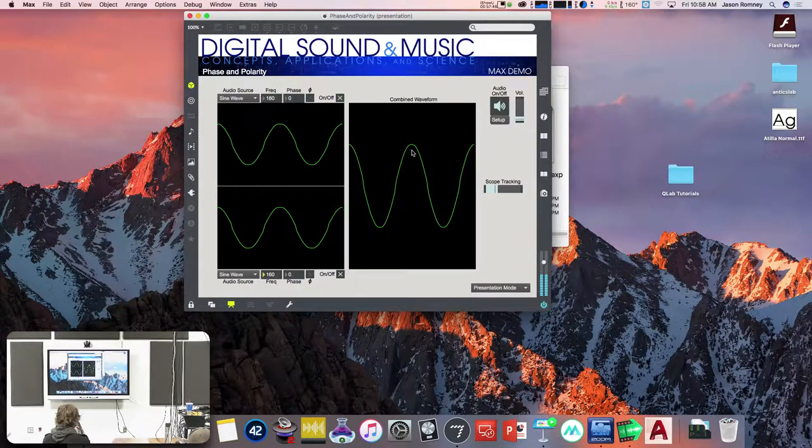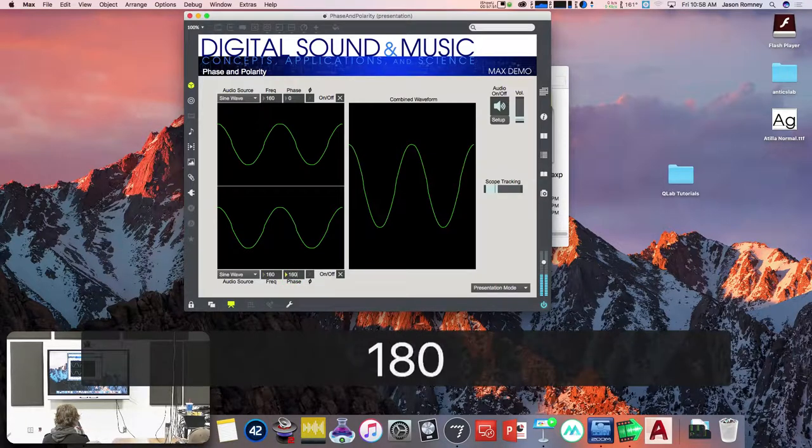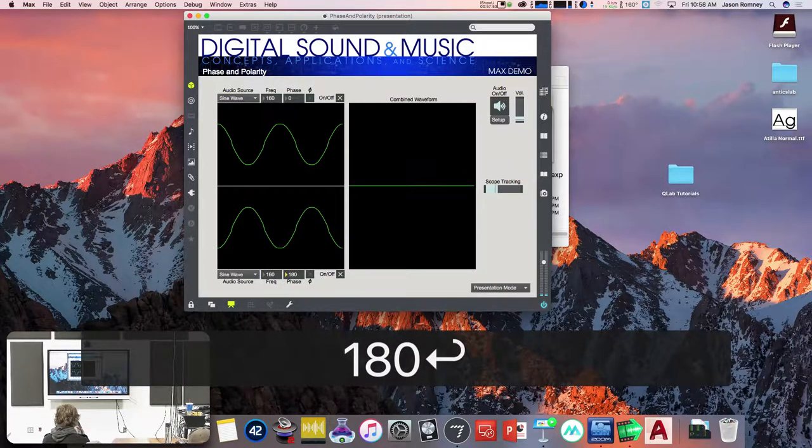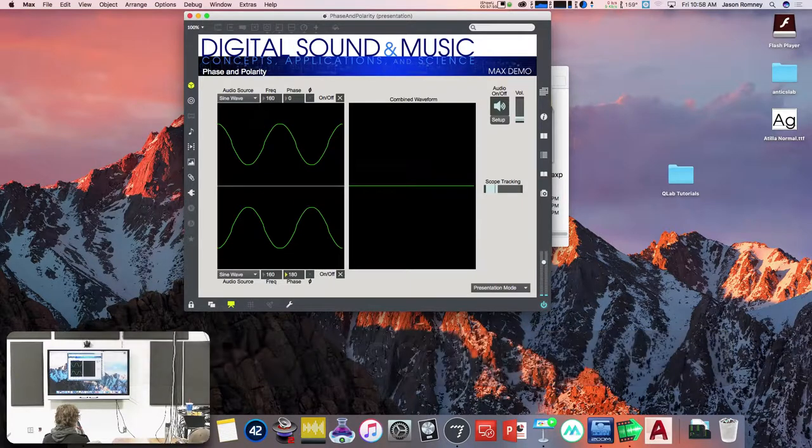Okay, but let me tweak the phase of this. If I set this to 180 degrees, it cancels out, right? Because now they're in opposition. Where this one's going down, this one's going up, and they're pushing and pulling, opposing each other. However, as I start to take it back into phase, notice how it's slowly coming back in.